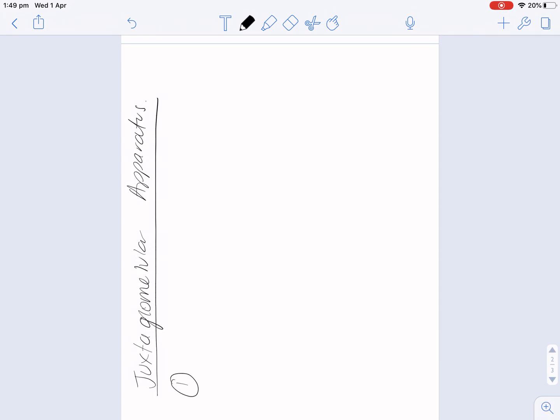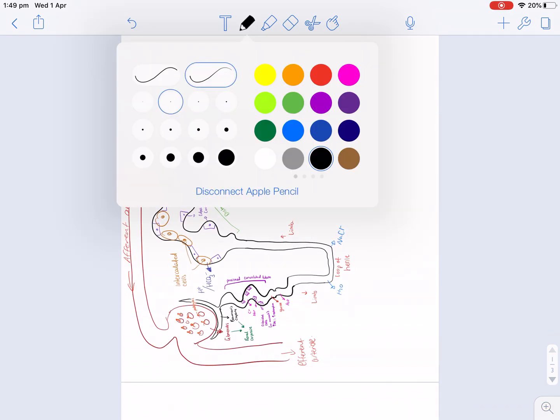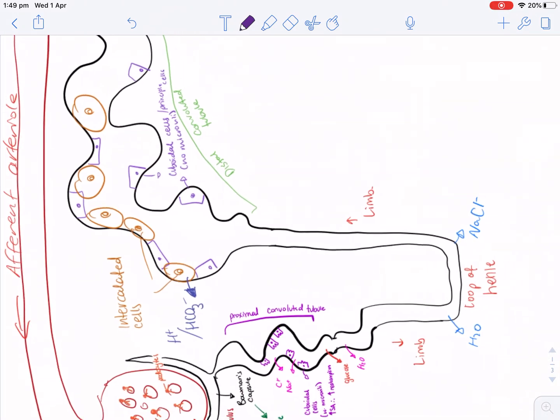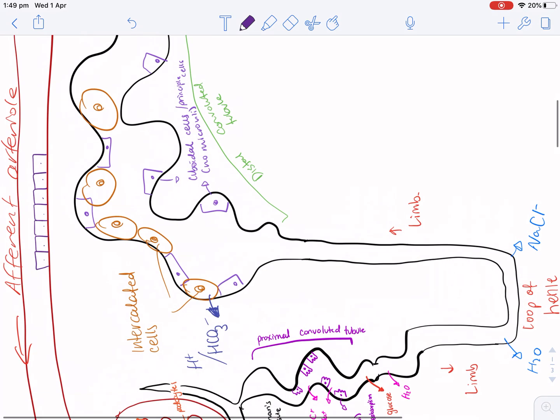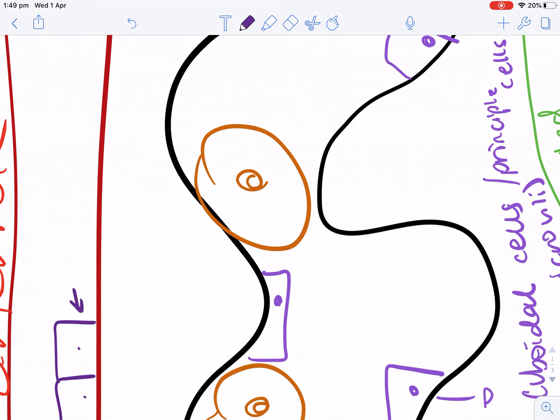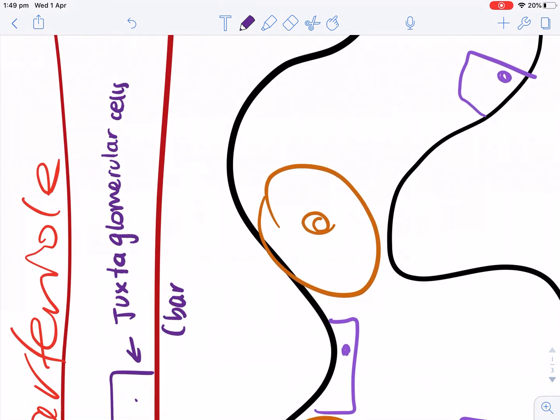We have, first, the juxtaglomerular cells. Now, these juxtaglomerular cells are embedded within the wall of the afferent arteriole. So over here, we have the juxtaglomerular cells, and these cells are actually baroreceptors.